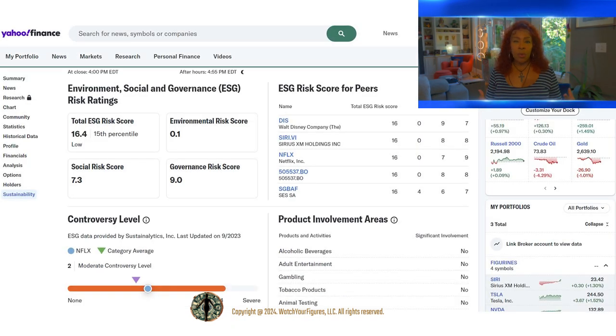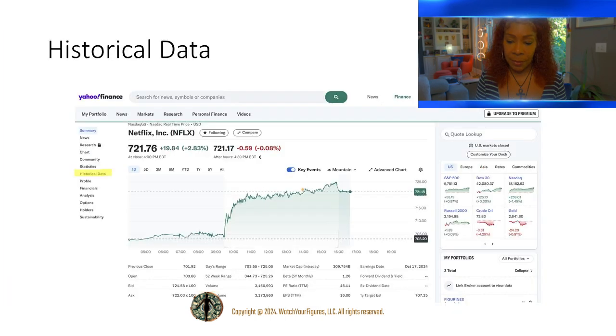And then environmental risk and everything like that, it just shows the controversial level. Like, for example, if you had something that's not green and they're polluting, you'll see that indicated here. So now let's go back to historical data.